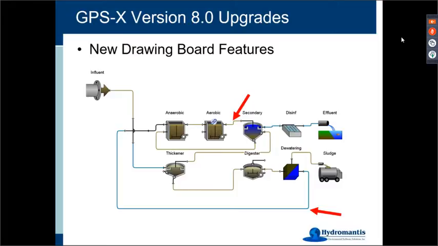So we've gone with a more modern drawing style for drawing board technologies. There's rounded corners on the things. We've now got the ability to do different thicknesses, and we can also do different colors on each of the lines. So we've got it set up right now so that when you're dealing with something like mixed liquor, that will show up as a brown line, and when you're dealing with effluent or something clearer, that's going to show up as a blue line.